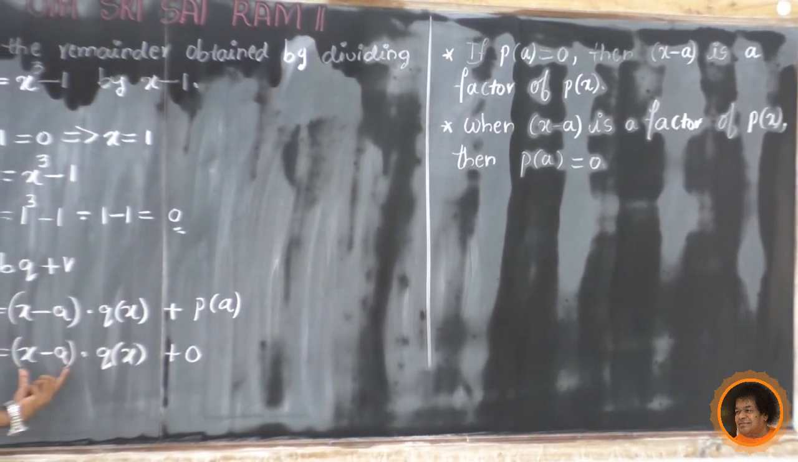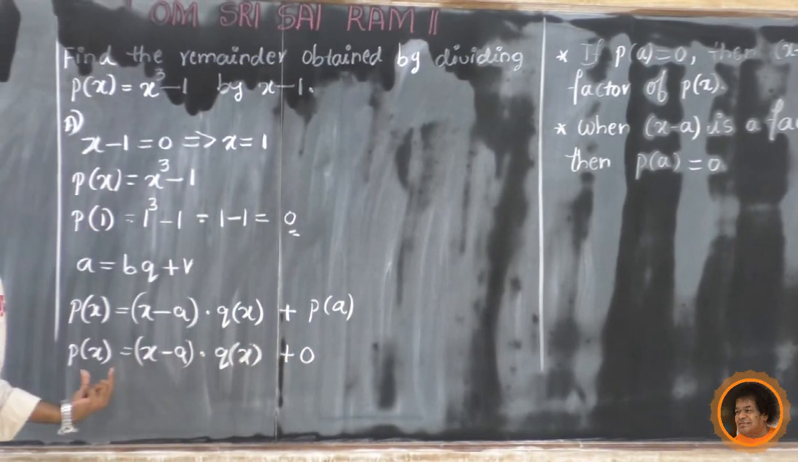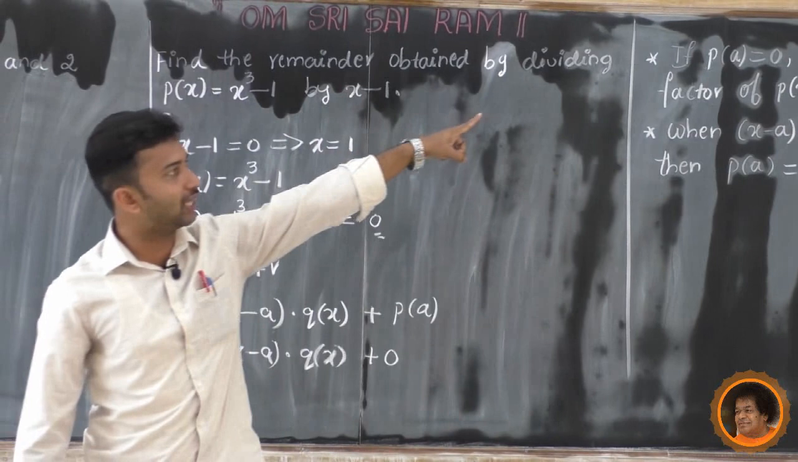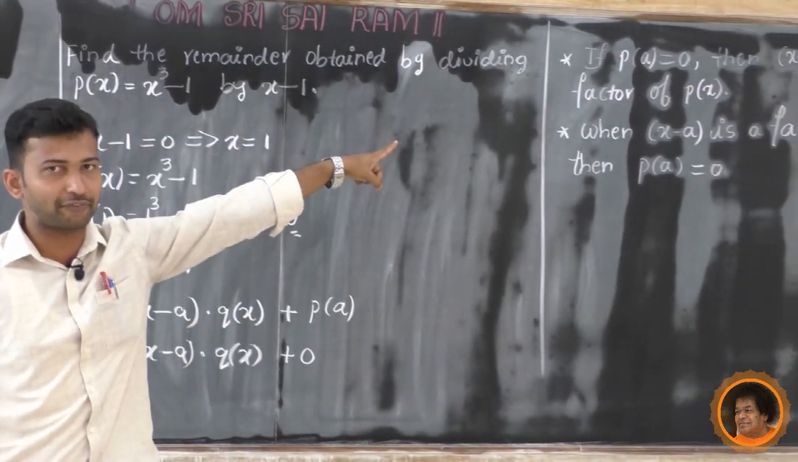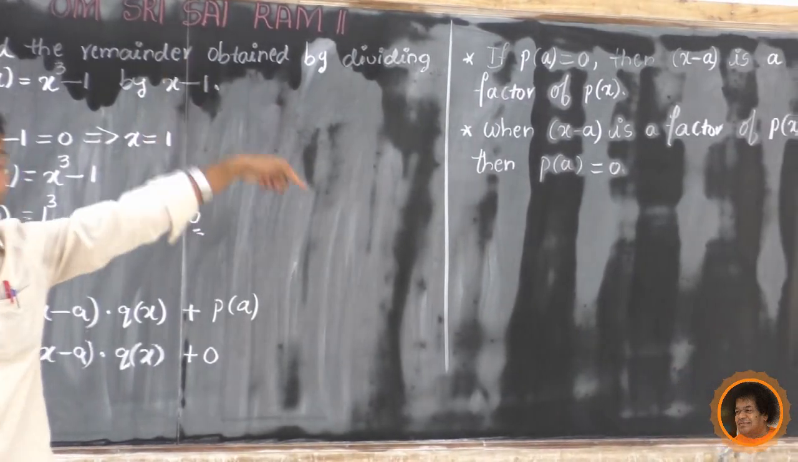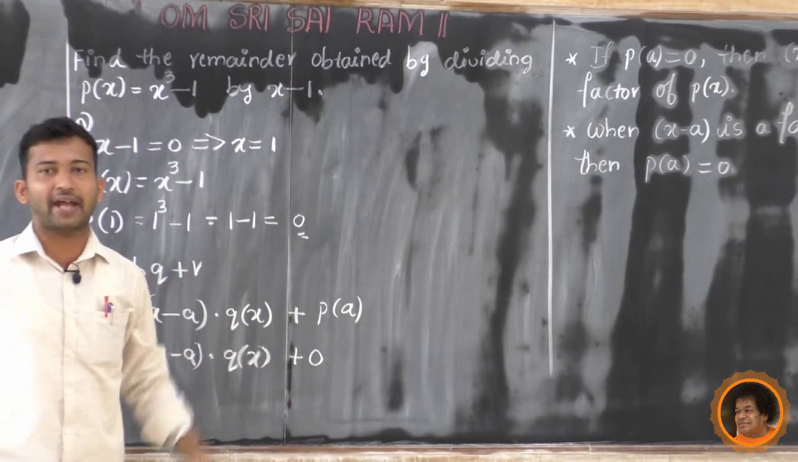If x minus a is a factor of p of x, then p of a equals 0. Once again, if p of a is equal to 0, then x minus a is a factor of p of x. When x minus a is a factor of p of x, then p of a equals 0. This is called the factor theorem.